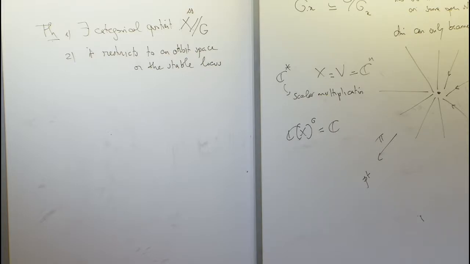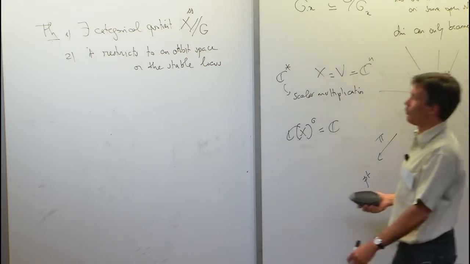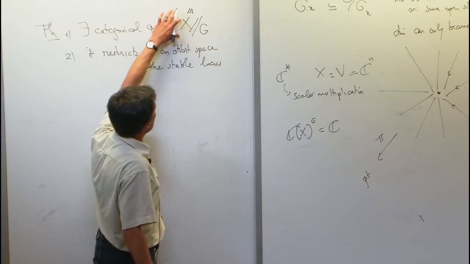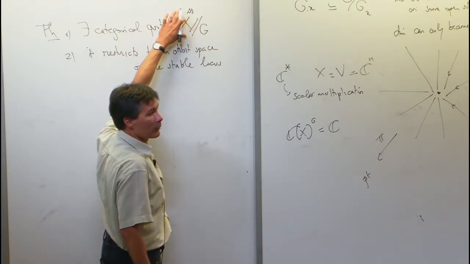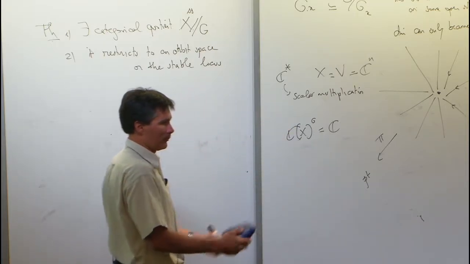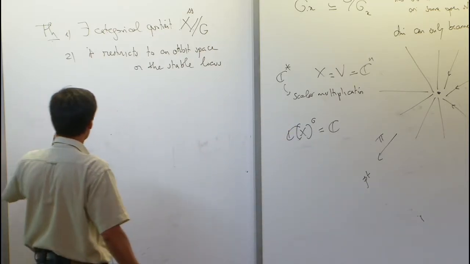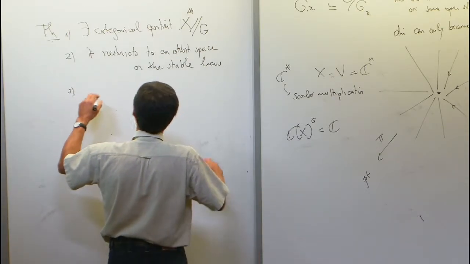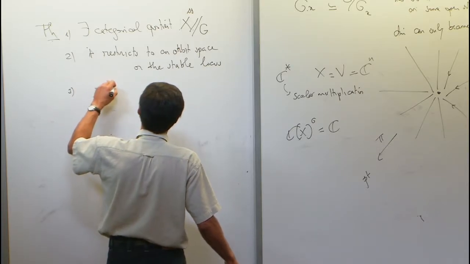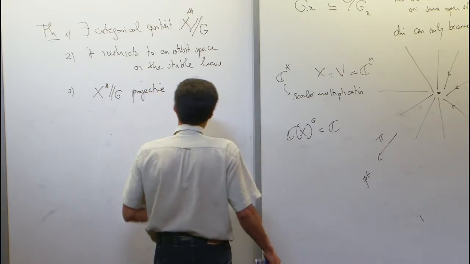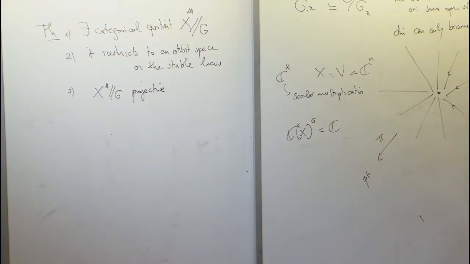On polystable points, okay. Then you can be more precise and say precisely what happens on the semi-stable but non-stable locus. And this has very precise things to do with polystability. But I don't want to talk about it. Maybe the last thing I want to mention is that the quotient is in fact projective, which is something very important in the applications. You get a moduli space.